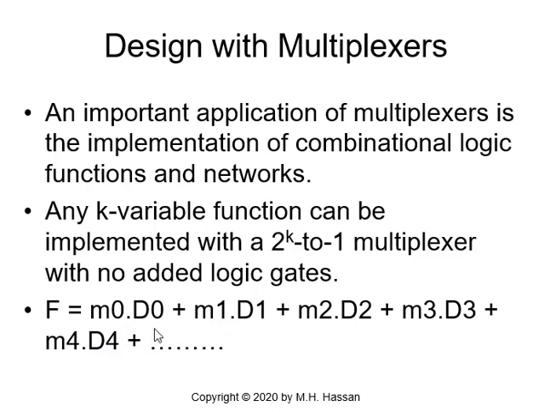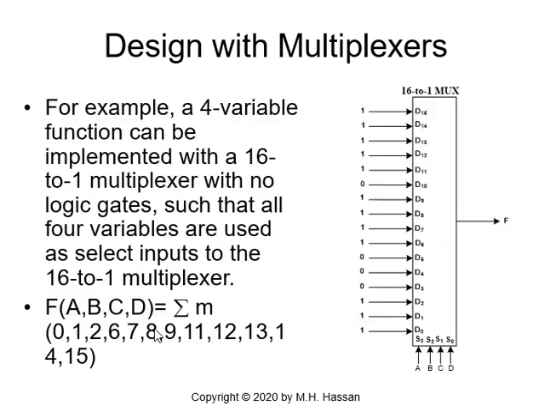Based on this, we can implement any function with k variables by using a 2 to the power k to 1 multiplexer. How do we do that? Let's take an example. If we take a 4 variable function, it can be implemented by 2 to the power 4, which is a 16 to 1 multiplexer with no logic gates, such that all 4 variables are used as select inputs to the 16 to 1 multiplexer.